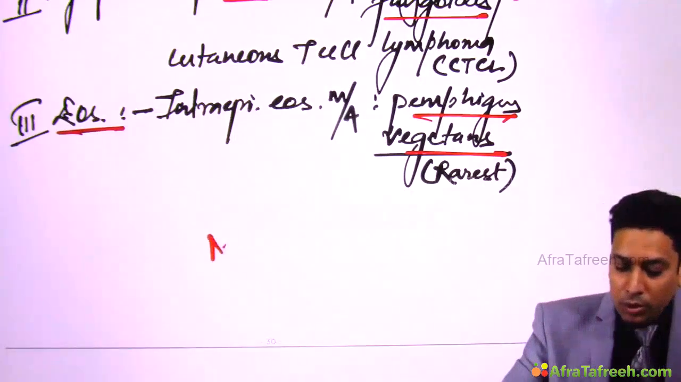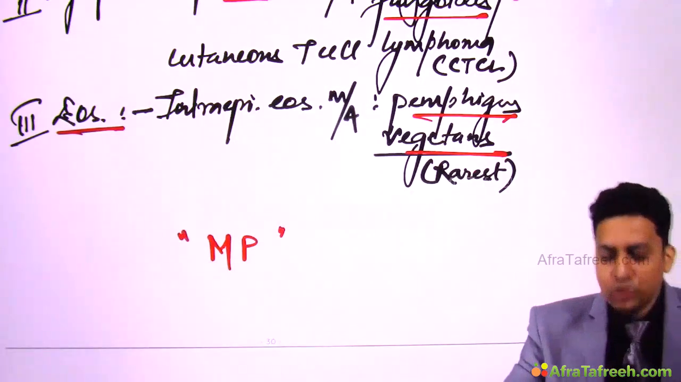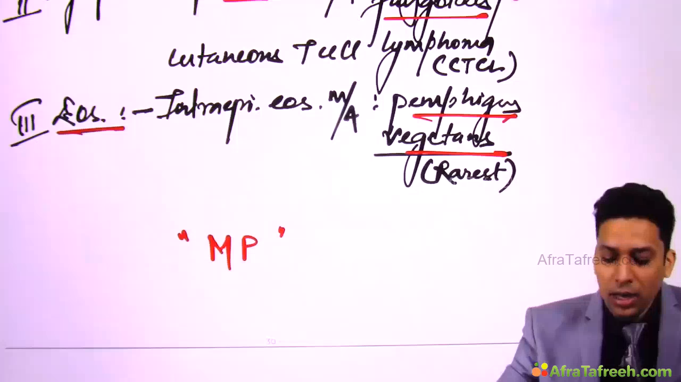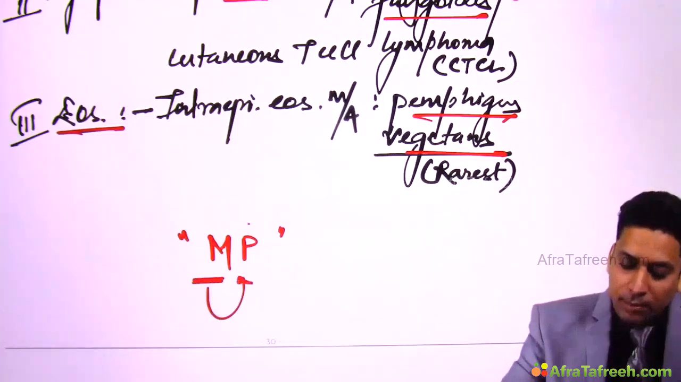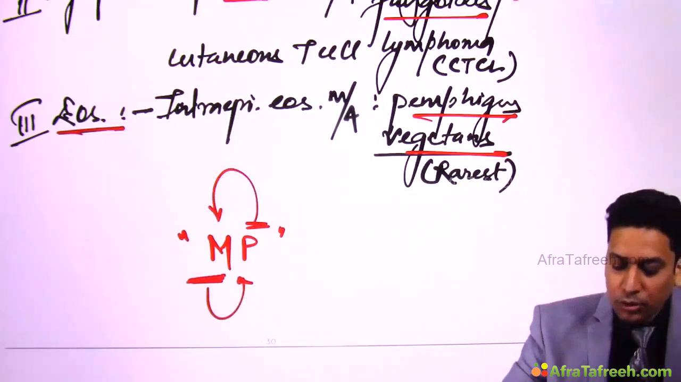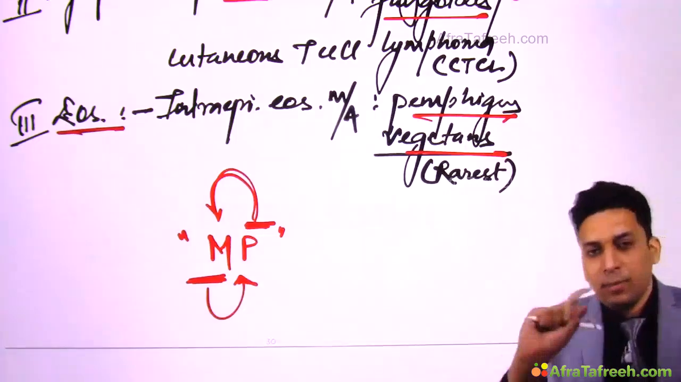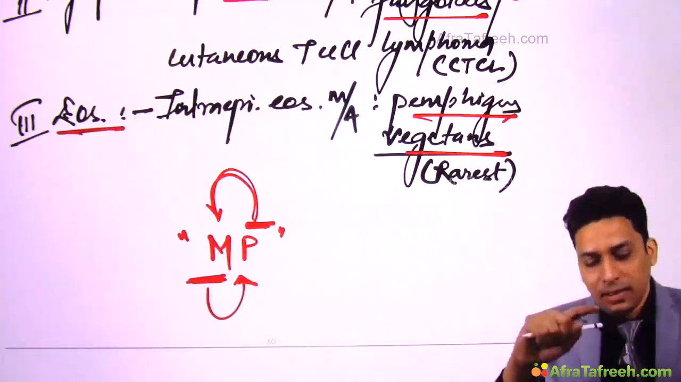Okay. Now, since questions have been asked, you need to remember all of them, but never forget these two. Which two? Munro's and Pautrier's. Why? Because so many times this question has been repeated. So if you forget in an examination, you can very easily recall: M is seen in P and P is seen in M. That is, Munro's is seen in psoriasis and Pautrier's is seen in mycosis fungoides. So remember, M is seen in P and P is seen in M.